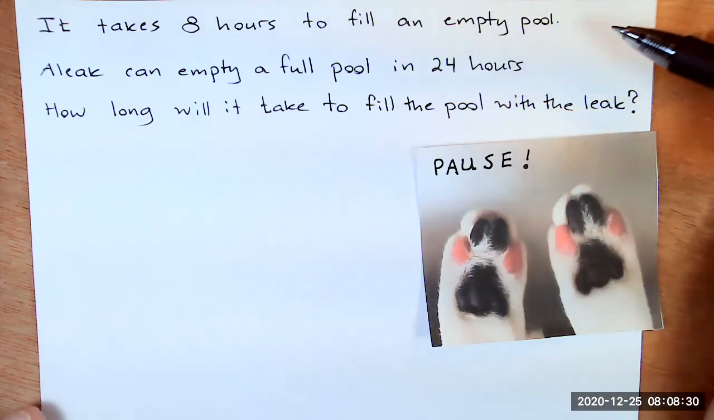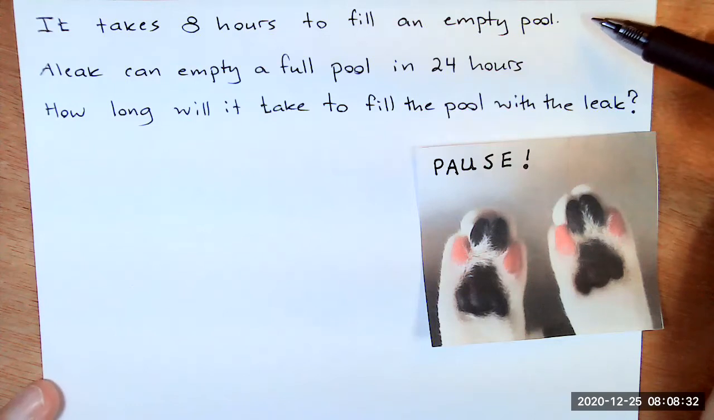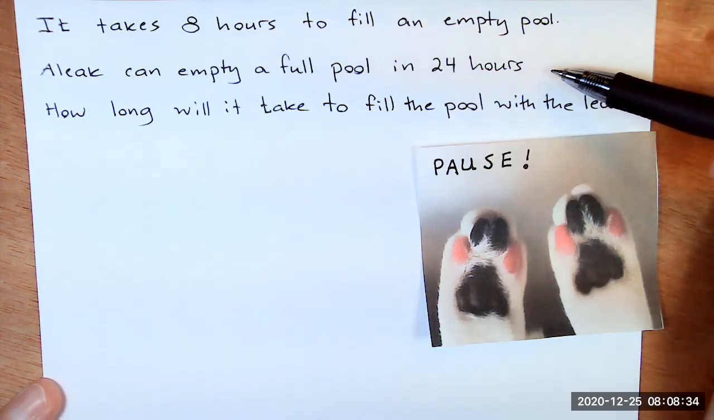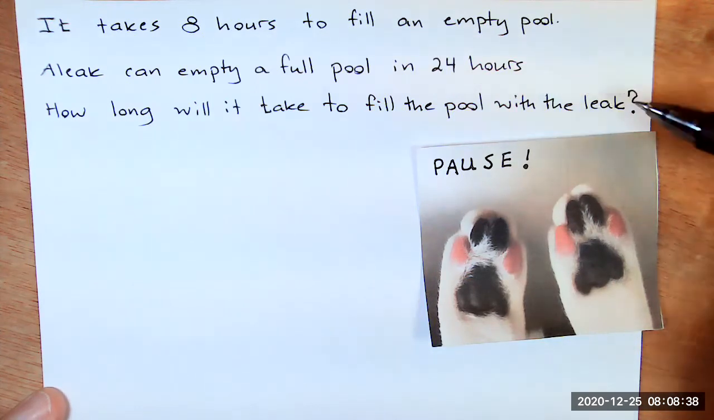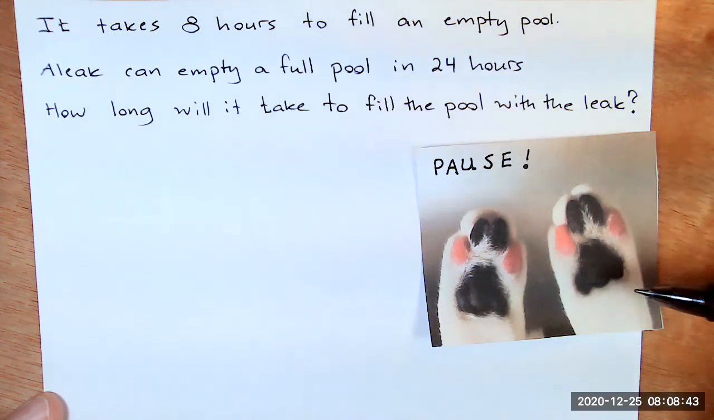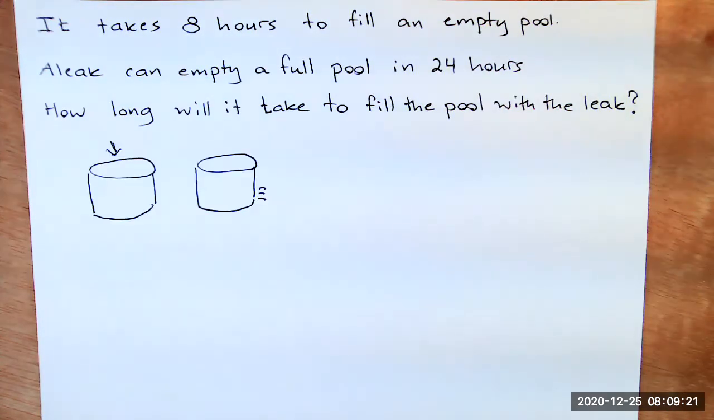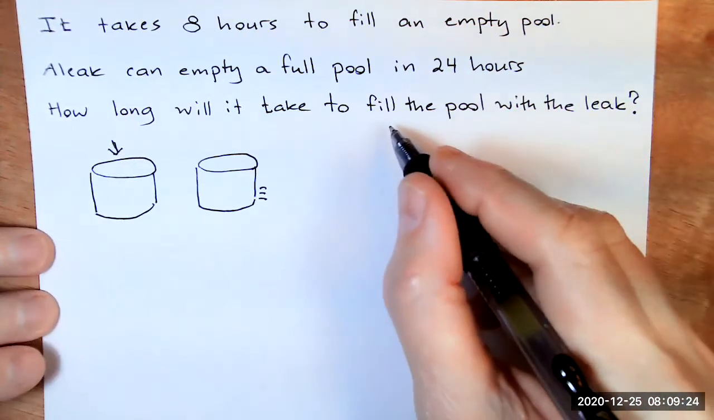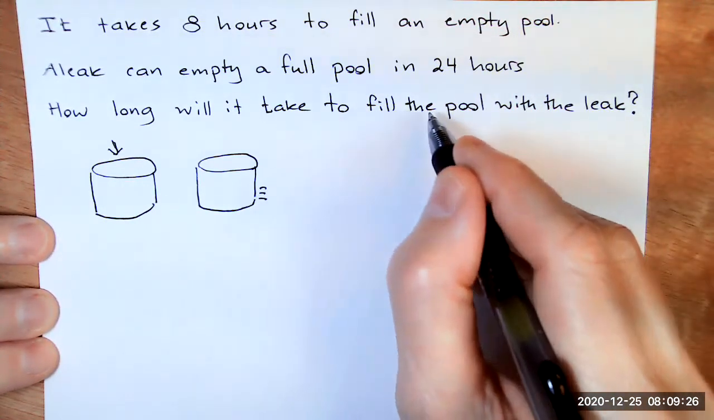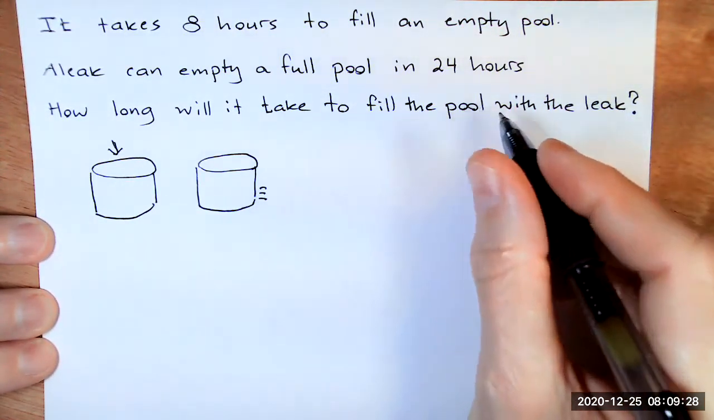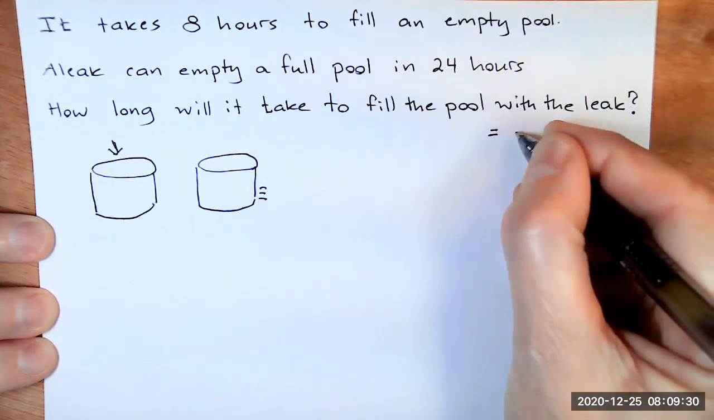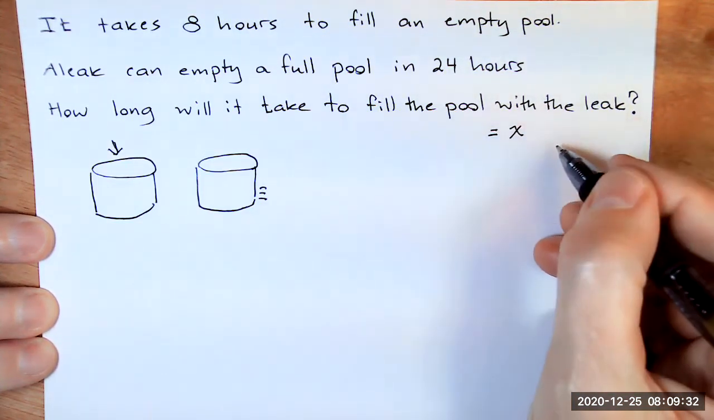All right, it takes 8 hours to fill an empty pool. A leak can empty a full pool in 24 hours. How long will it take to fill the pool with the leak? So if I were you, I'd hit the pause button and try this one on your own. All right, so always remember to name your variable. Let's call x the amount of time required to fill the pool with the leak.